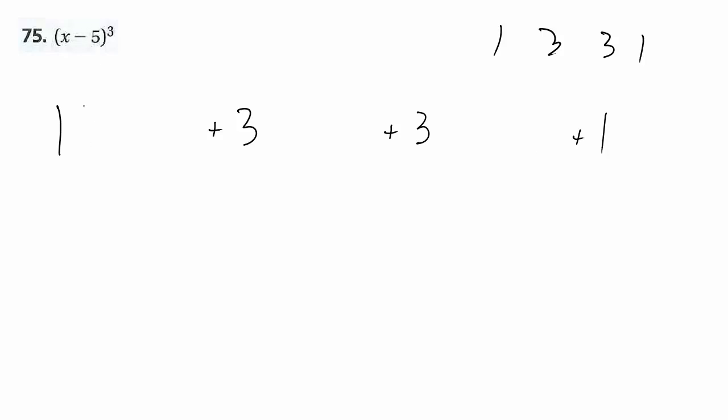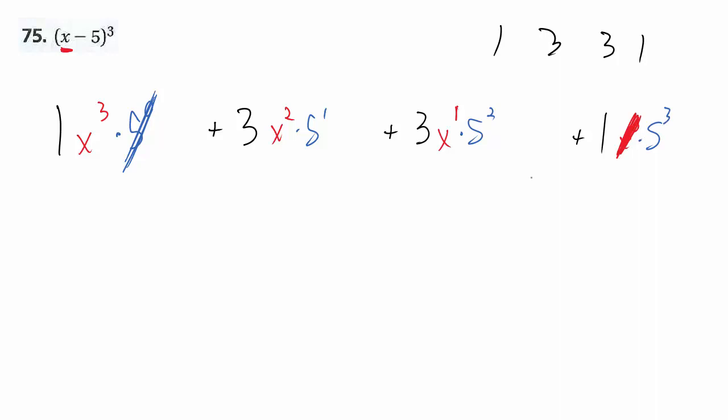So I'm going to start with the x term. We know that the first one is going to be an x to the 3rd, then x squared, then x to the 1st, and then x to the 0 power, which means it's just 1. And then the 5 is times 5 to the 0, which of course we know is 1, times 5 to the 1st, 5 to the 2nd, times 5 to the 3rd right here.